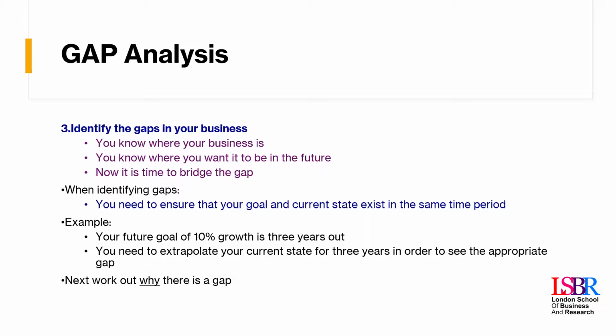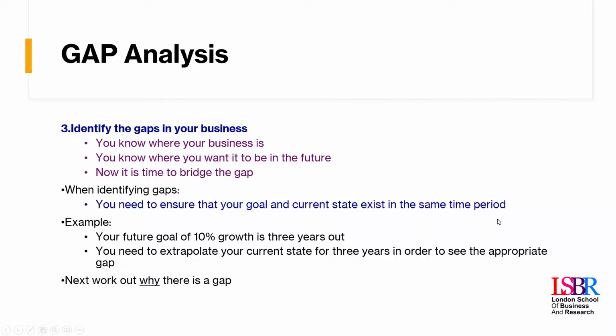So going back to our example, say your future goal of 10% growth is 3 years out. You need to then extrapolate your current state for the next 3 years to see the appropriate gap. What does that mean? So you want to achieve 10% growth in 3 years. Well, okay, in order to get there in 3 years' time, what do you need to do next year? What do you need to do in year 2? It's about breaking it down so that you've got steps, you've got chronological order to how you're going to achieve what you want to achieve.